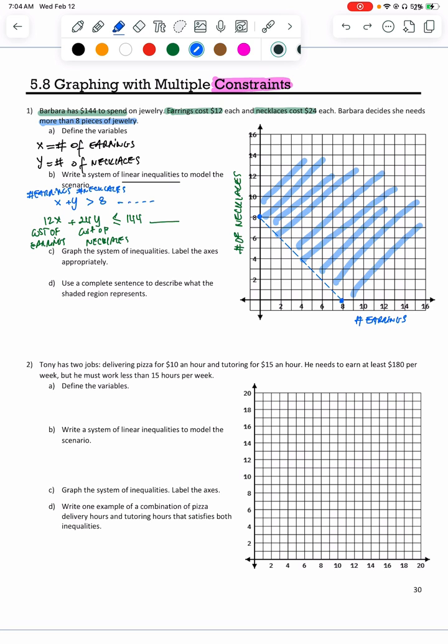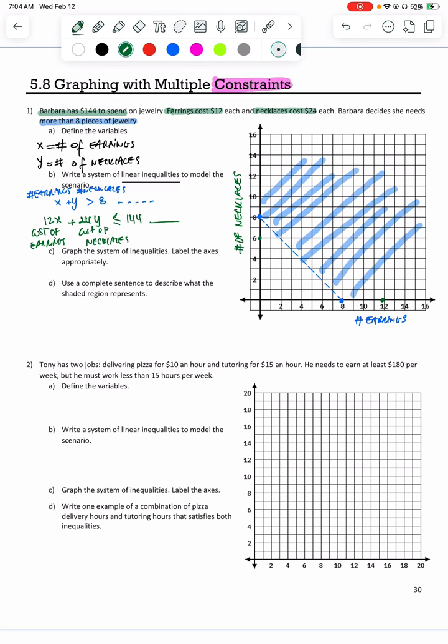Now, for the second inequality, the one in green, I want 12x plus 24y to be less than or equal to 144. I can do pretty much the same. I can cover the x, and if I do that, I get 24y equals 144, which means y is 6. So (0, 6). Remember, when you cover the x, that's like assuming x is 0. So y is 6, which is right here. Similarly, if I cover the y, I get 12x equals 144, which means x is 12. So I'm going to go to here.